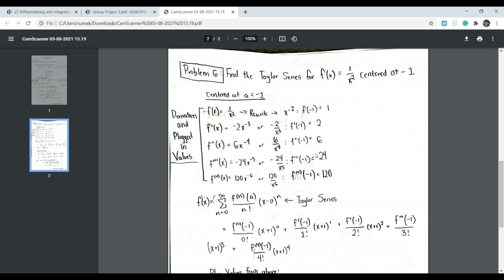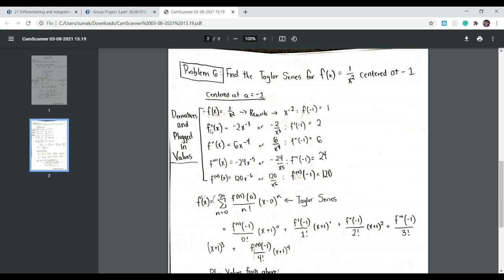So the first step we're going to do here is take the derivatives and plug in the values, or value, as I should say, since there's one value. If we're not taking the derivative, just the normal function, f of x equals 1 over x squared, and you can rewrite that as x to the negative 2. And if you plug in negative 1, you'll simply get 1, because 1 over negative 1 squared is just 1 over 1, which is just 1.